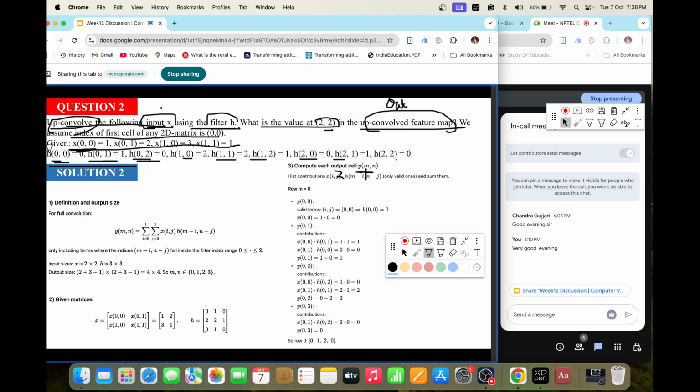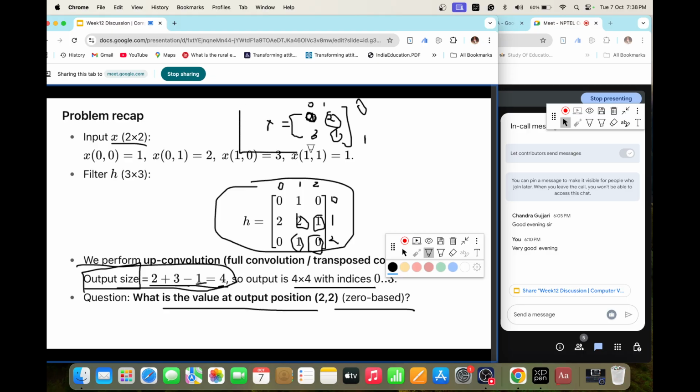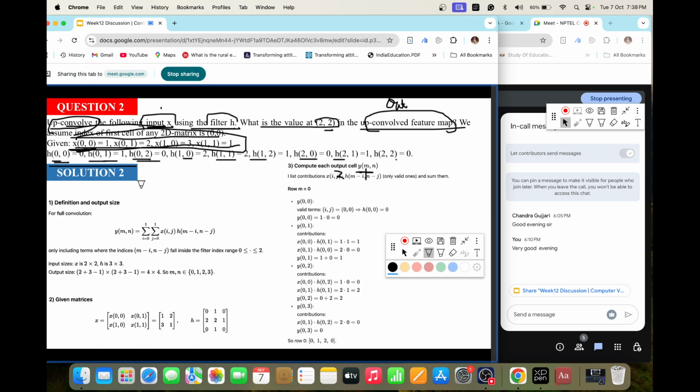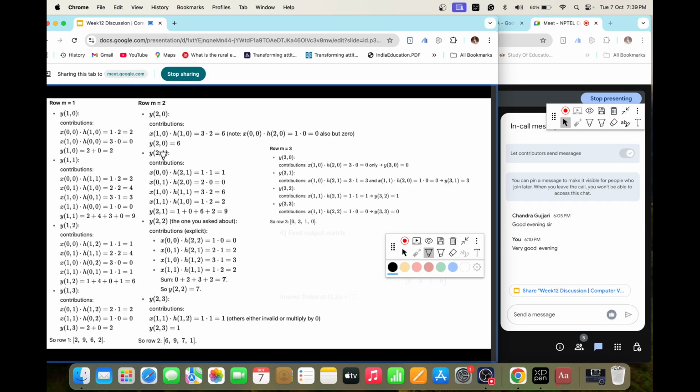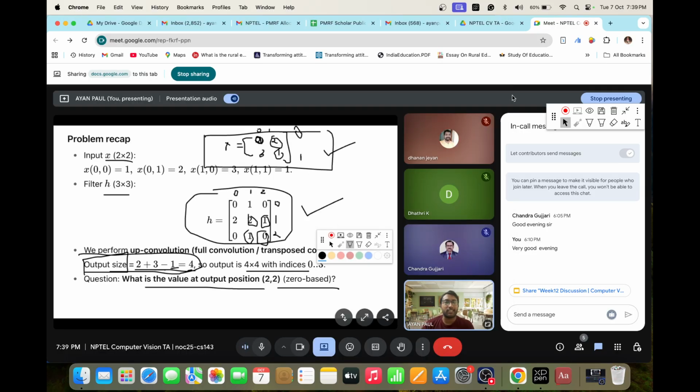So what is the 2 cross 2 input? This is the 2 cross 2 input that I have written over here in short. Okay, this is I think 1, 1, 2, 3, 1. And what is the filter? Filter is 3 cross 3. That is also given to us in the question, as 0 comma 0, 0 comma 1, 0 comma 2. So everything is given. So this is the filter. The input is given, the filter is given. Now you have to up convolve the input. Okay, so is the question clear now? At least the question is clear.